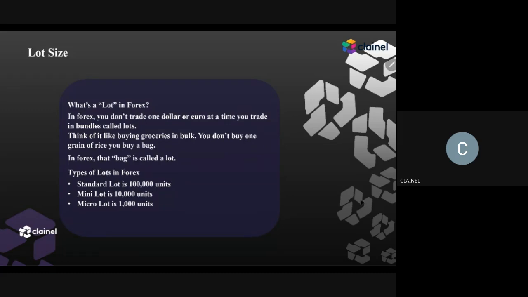In Forex trading, a lot is a fixed amount of currency you buy or sell in a trade. Like the analogy says, you don't buy one grain of rice, you buy in bulk. Let's see it this way. You want to trade Euro USD. Are you just going to trade $1 increasing against the euro? No. How would you profit from that?